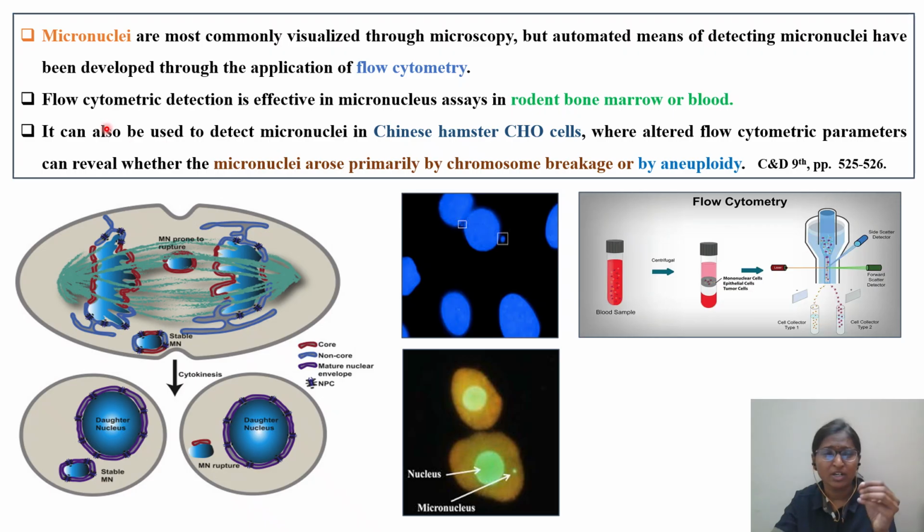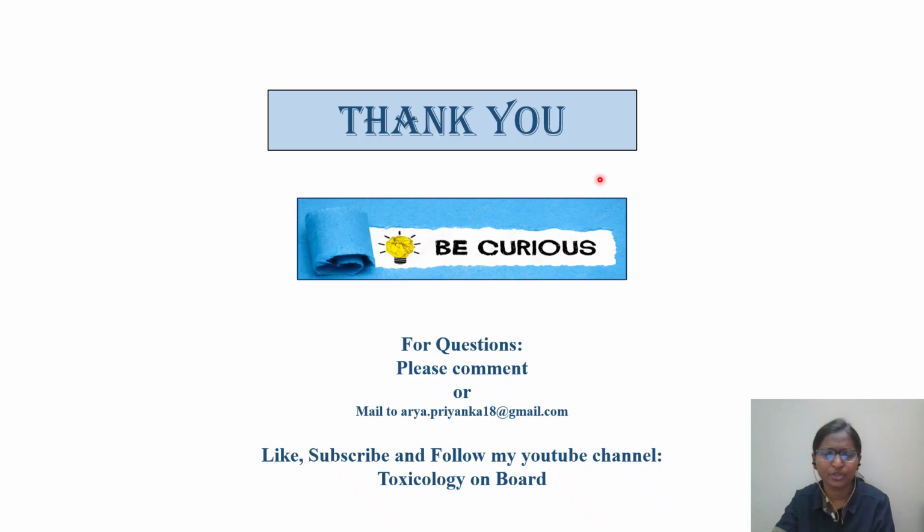So like this, flow cytometric detection is effective in the micronucleus assay in rodent bone marrow or blood. It can also be used to detect micronuclei in Chinese hamster ovary cells, okay, where altered flow cytometric parameters can reveal whether micronuclei arise primarily by chromosomal breakage or by aneuploidy. So this is what you can see under flow cytometry. Now from this video, you were able to understand about the micronucleus assay and its importance, okay, and the type of damage it causes that can be identified.